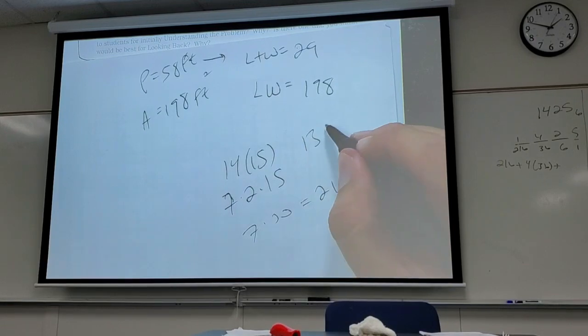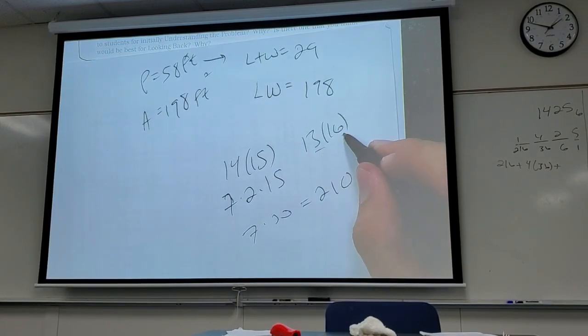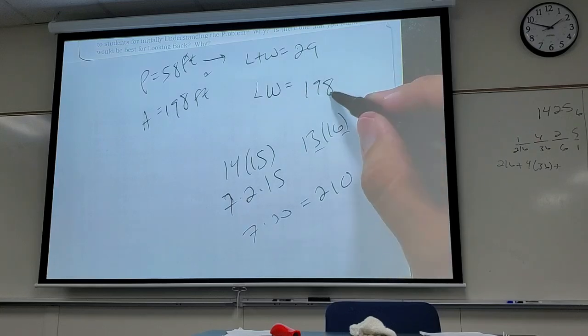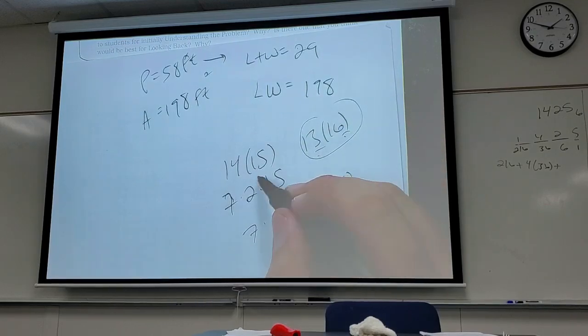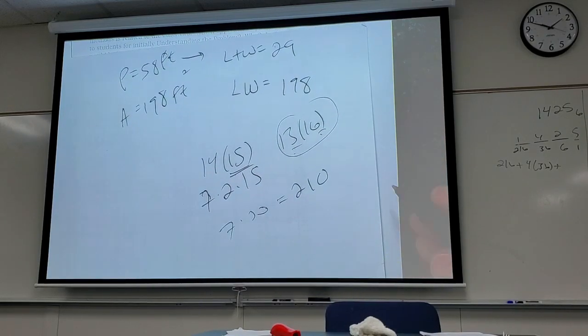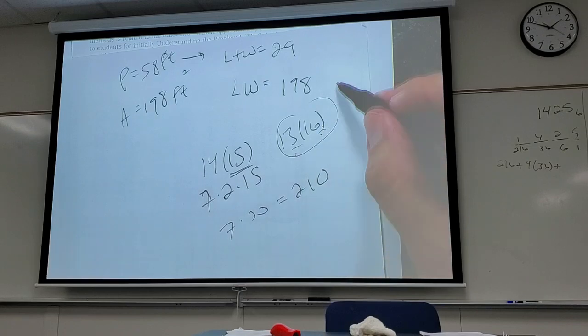So what's better about 13 and 16 off the bat? What number is that going to end in? 8. What is 13 times 16? Now, do I have a quick way to do this one? No, it's just because that one had a 15. But you could do 10 times 16 is 160, 3 times 16 is 48. That makes 208, so that went the wrong way, right?